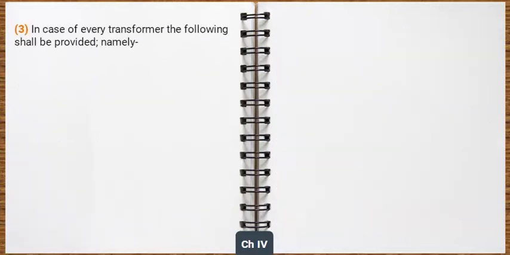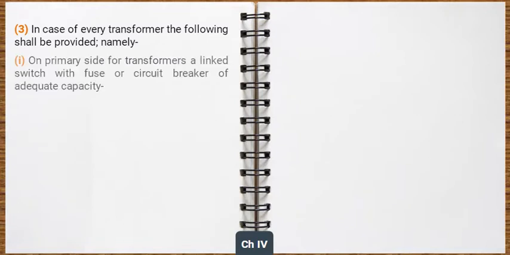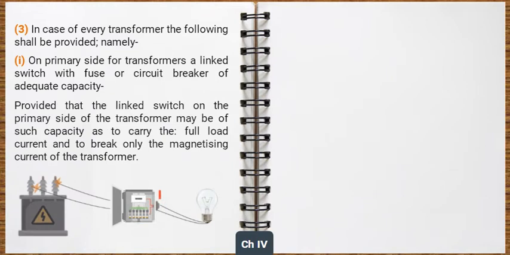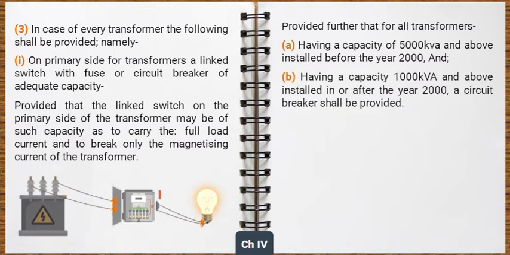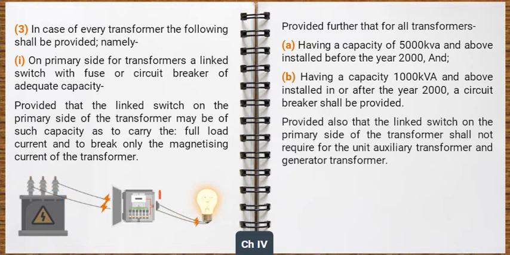In case of every transformer, the following shall be provided, namely, on primary side for transformers, a linked switch with fuse or circuit breaker of adequate capacity, provided that the linked switch on the primary side of the transformer may be of such capacity as to carry the full load current and to break only the magnetizing current of the transformer, provided further that for all the transformers having a capacity of 5000 kVA and above installed before the year 2000 and having a capacity 1000 kVA and above installed in or after the year 2000, a circuit breaker shall be provided. Provided also that the linked switch on the primary side of the transformer shall not be required for the unit auxiliary transformer and generator transformer.